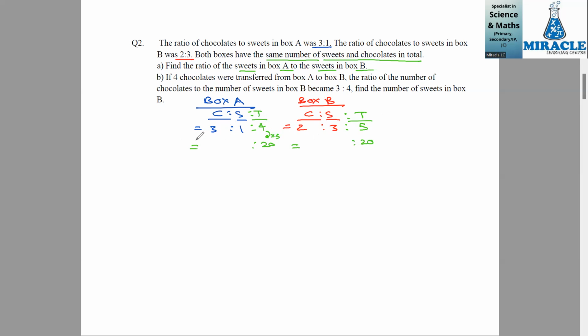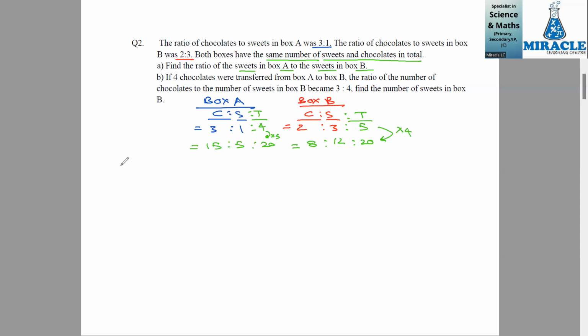So we do the same for the left-hand side. 3 times 5 gives us 15, and 1 times 5 gives us 5. And as for box B, we get 20 from 5 by multiplying it by 4. So we do the same for the ratio. 2 times 4 gives us 8, and 3 times 4 gives us 12.